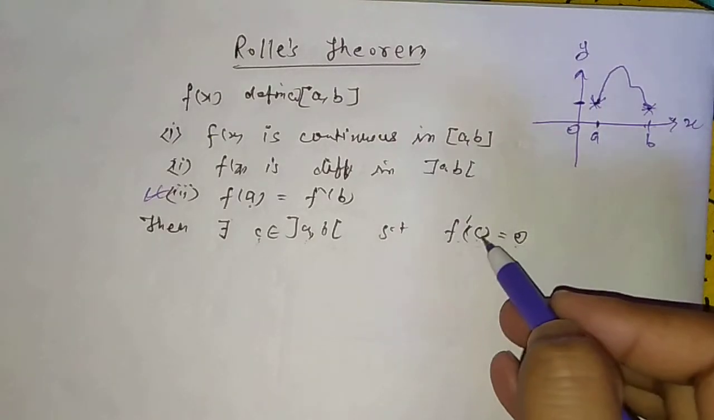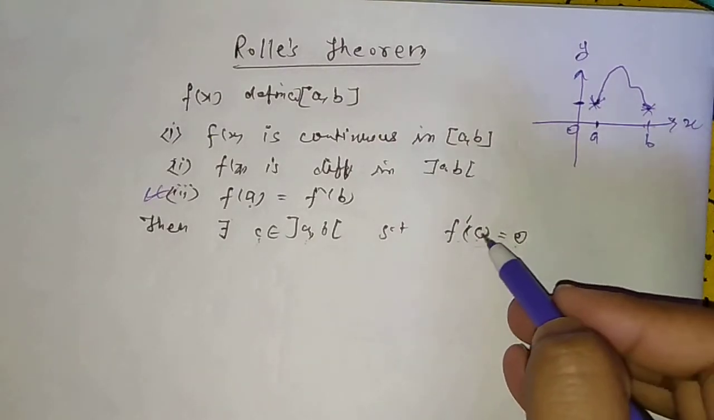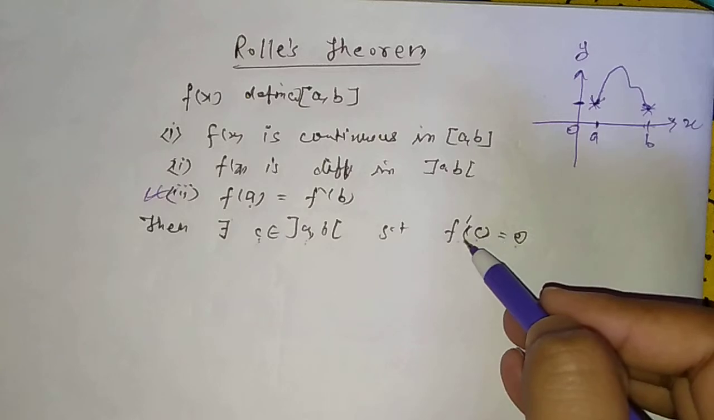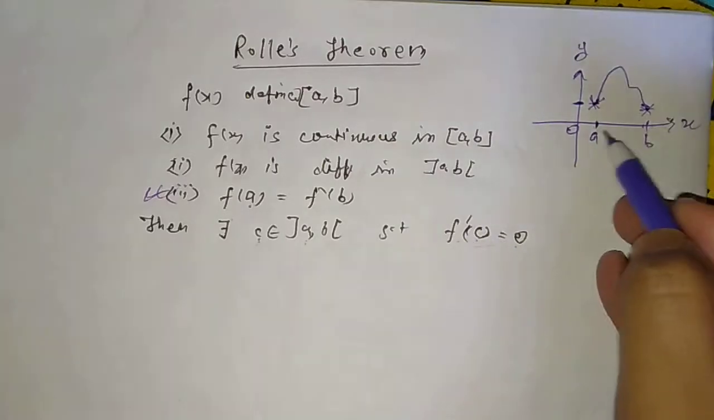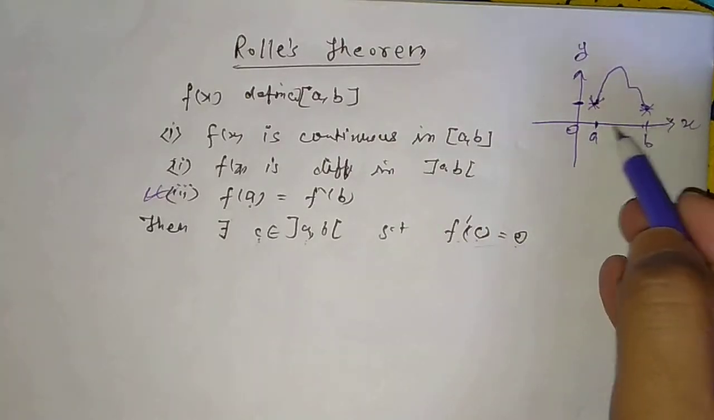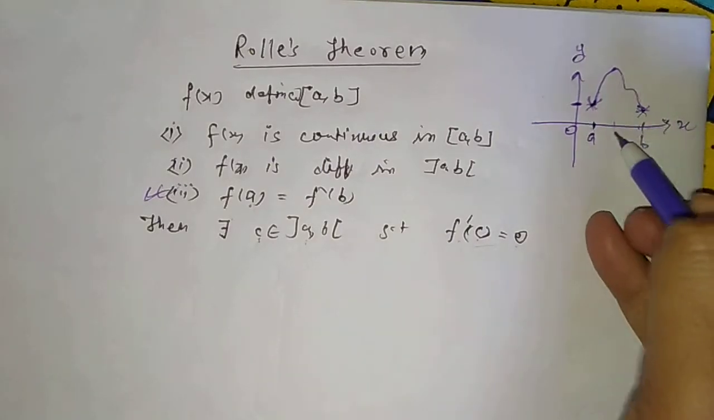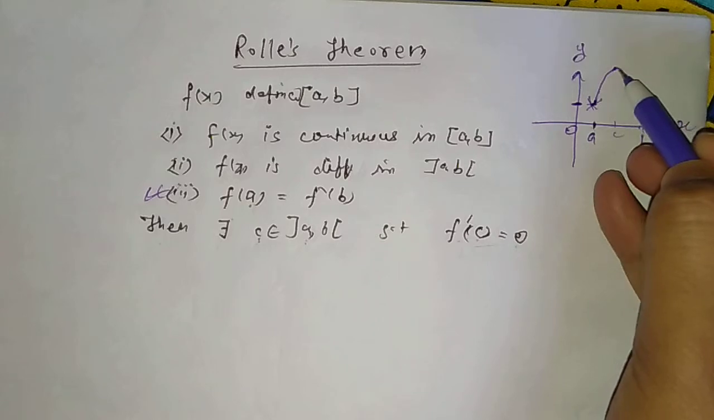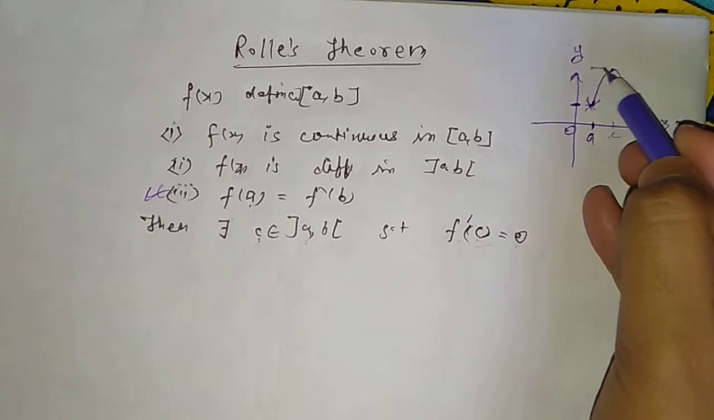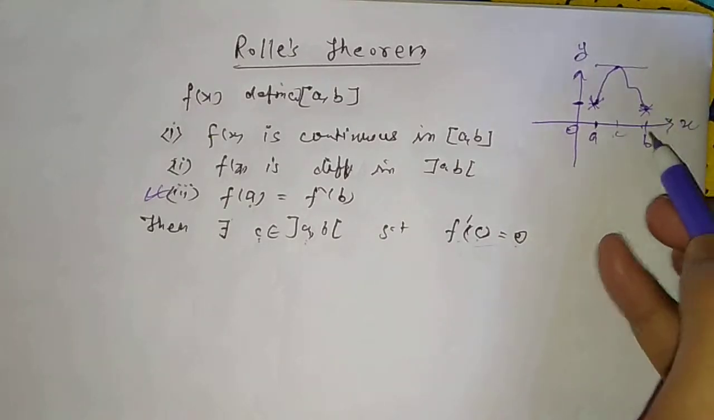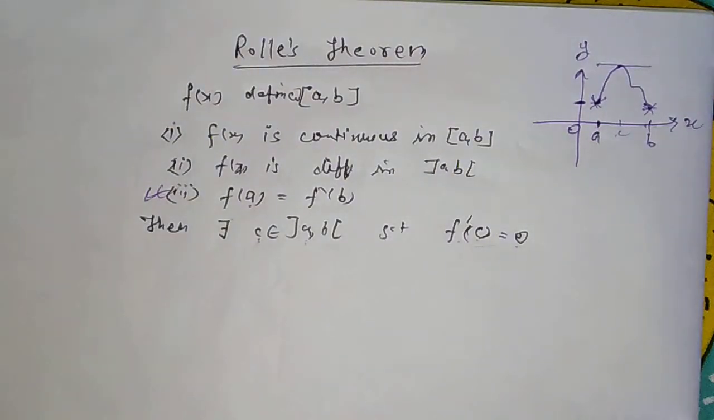This means that at some point on the curve, the tangent at that point must be parallel to the domain, which is the x-axis. So here we get a point c such that the tangent to the curve at c is parallel to the x-axis. So this is the graphical method of Rolle's theorem.